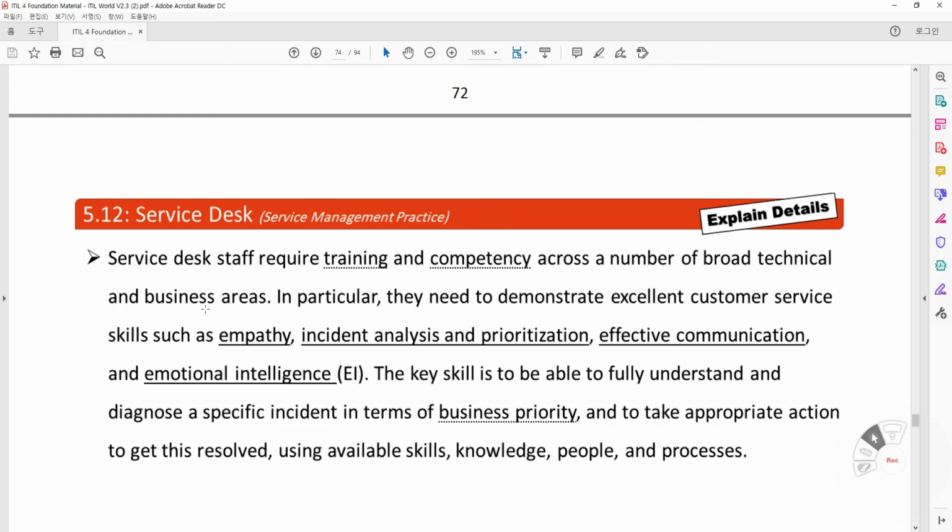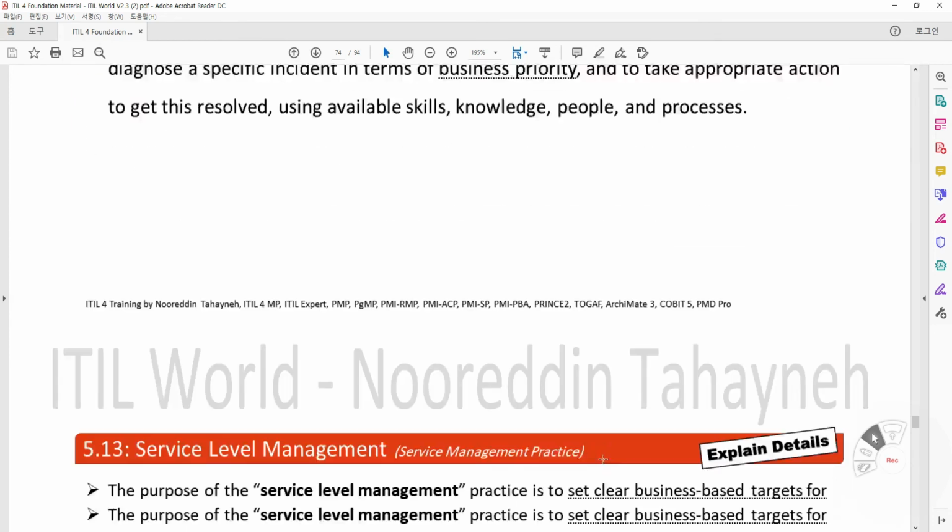Service desk staff require training at a competency across a number of broad technical and business areas. In particular, they need to demonstrate excellent customer service skills such as empathy, incident analysis and prioritization, effective communication, and emotional intelligence. The key skill is to be able to fully understand and diagnose a specific incident in terms of business priority, and to take appropriate action to get it resolved using available skills, knowledge, people, and processes.